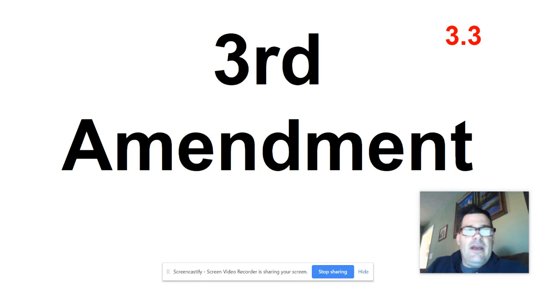Third Amendment. I have a little hook for this one. It's one that everyone forgets because it's never been adjudicated at the Supreme Court. There's never been a Supreme Court case on the Third Amendment. There was one that came up on appeal, and they didn't grant a writ of certiorari. All right, so Third Amendment.